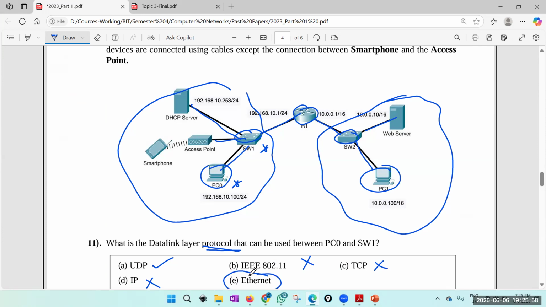Data link layer concepts cover how the frames are sent, like Ethernet if you use star or bus topology. But if you go for something like ring topology, Ethernet is not used, rather token ring is used. But if it is wireless, neither Ethernet nor token ring, it's some other technologies like IEEE 802.11, that is Wi-Fi, or Bluetooth if it is a normal PAN. So therefore the answer must be what? Ethernet. 11, yes, Ethernet.